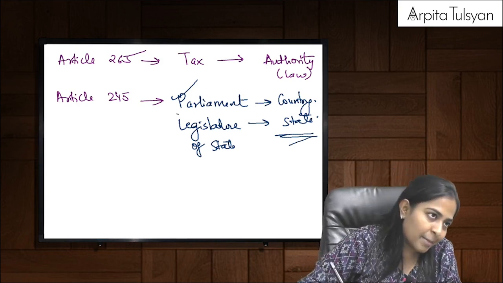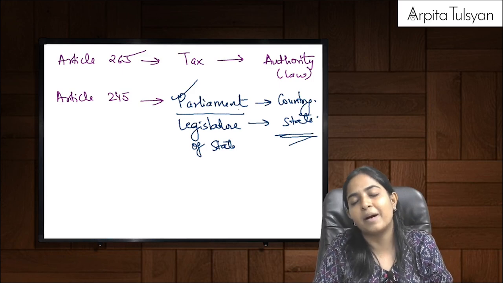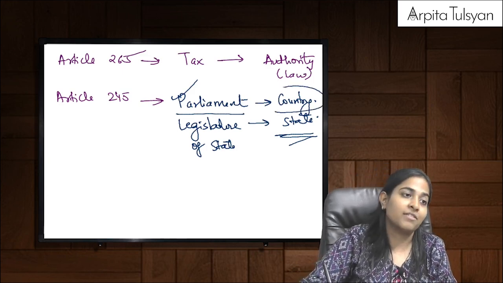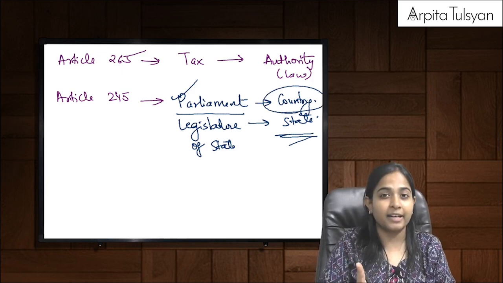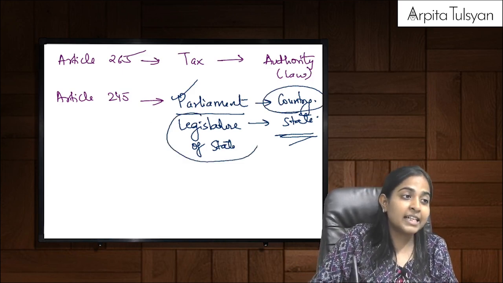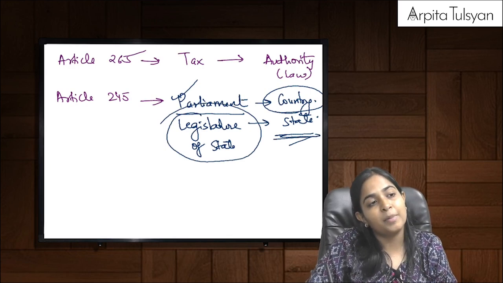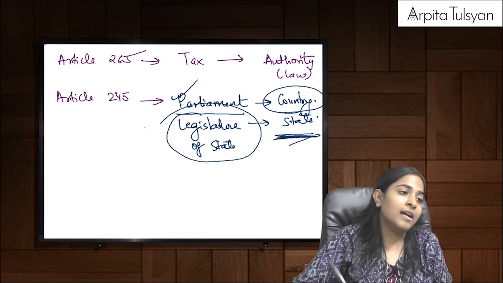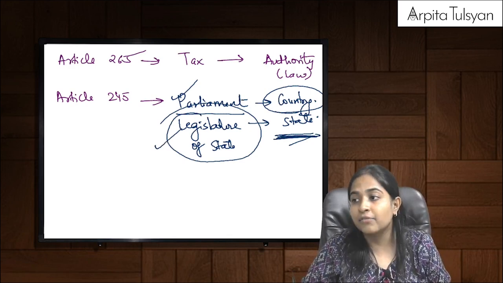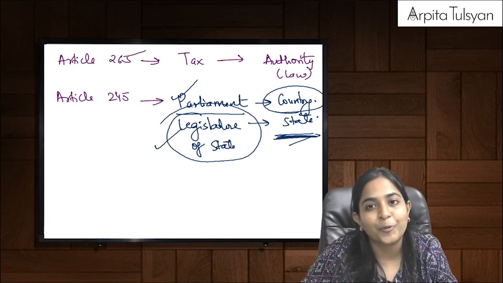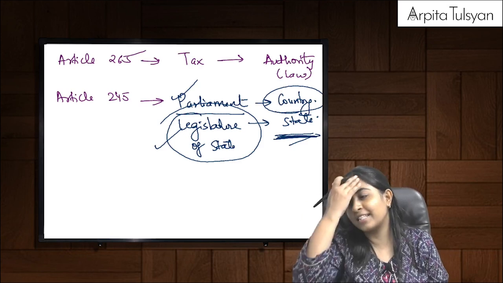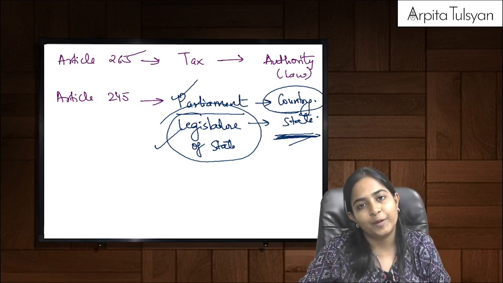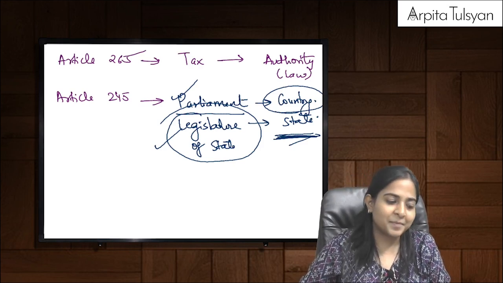So whenever Parliament is making a law, Parliament meaning both the houses, Rajya Sabha and Lok Sabha, that will be applicable to the entire country. Whenever the legislature of a state is making any law, it will be applicable to that particular state whose legislature is making the law. Maharashtra cannot make a law and say that it is applicable to the whole of India. No. Very clear till here?